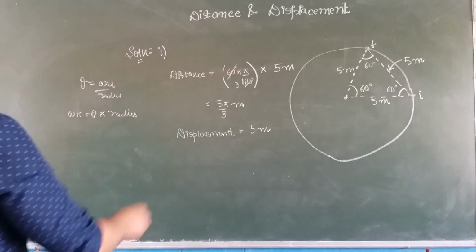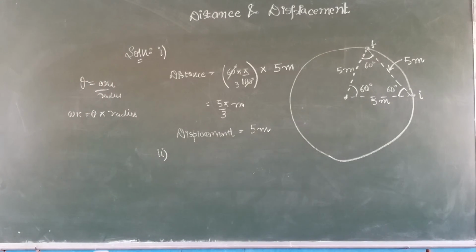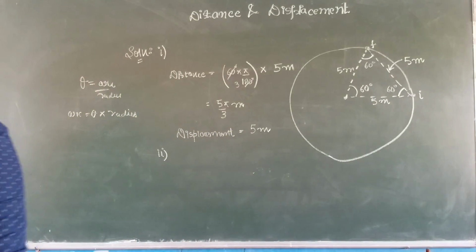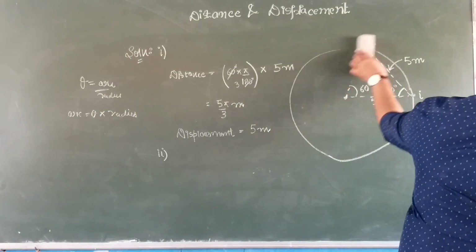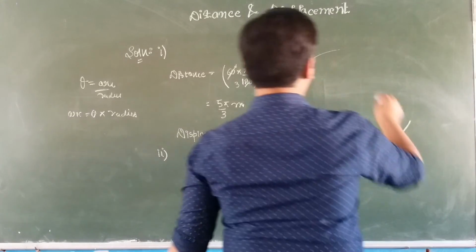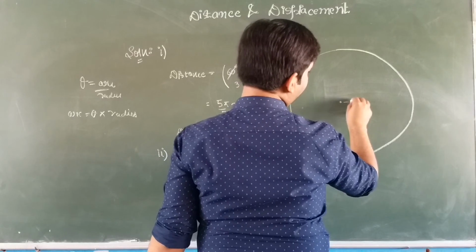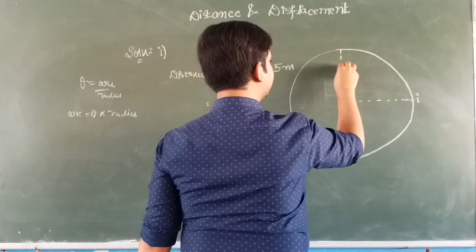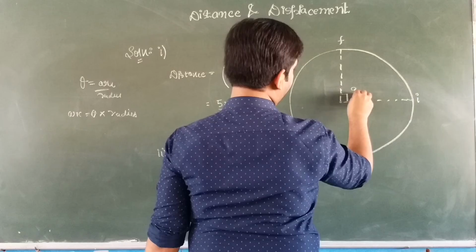So this is the solution of the first part, and in the second part the question says what is the distance and displacement when the particle moves through 90 degree. Let me erase the figure. Please copy it if you have not. I am going to modify this figure now for 90 degree. In case of 90 degree, I think it's easier. This is the initial position of the particle and this is the final position of the particle. This angle described is 90 degree.